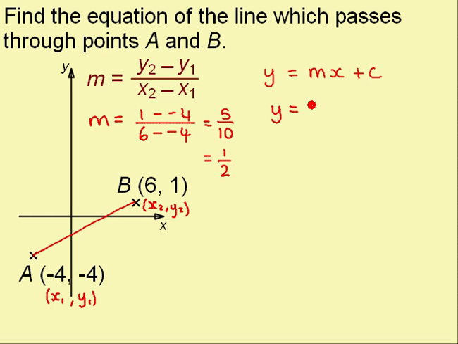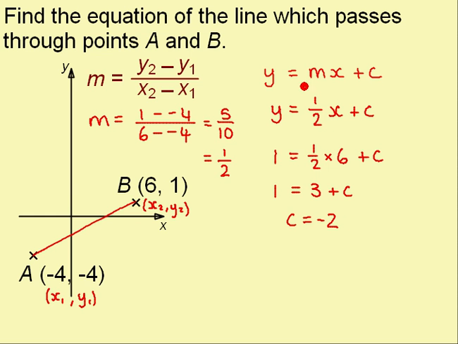I've got y equals a half x plus c. Now to find the c, I just need to put in either one of these 2 points into this equation. I'm going to use point B because I don't really want to work with negatives. So on point B, I can see that x is 6 and y is 1. So y is 1, x is 6, and I've still got plus c, but now I can use this to find c. I've got 1 equals 3 plus c, so c must be minus 2. Combining this with this, I've now got the equation of this line. It's y equals a half x minus 2.